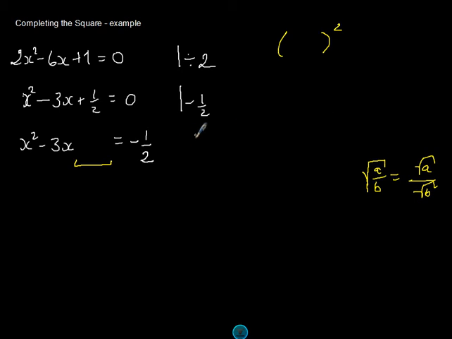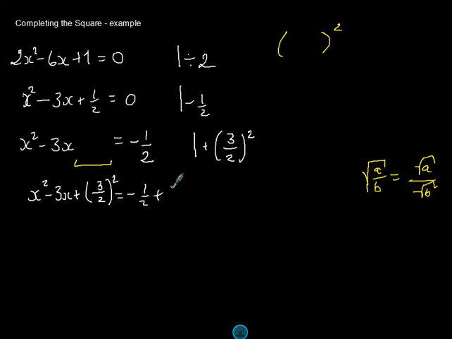So, what do we have to do? Take this number, negative 3, and divide that by 2, and square it. I can ignore the negative here because when I'm squaring it's going to become positive anyway. So I'm adding 3 halves squared to both sides. Let's write that down. Plus 3 over 2 squared here. Keep the negative a half and add it also to this side.